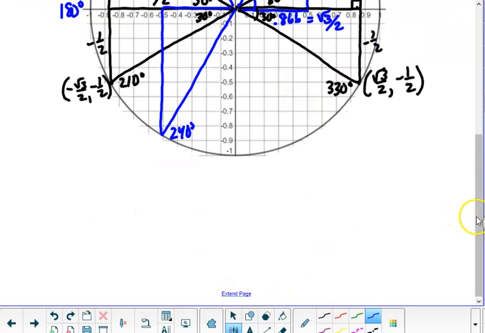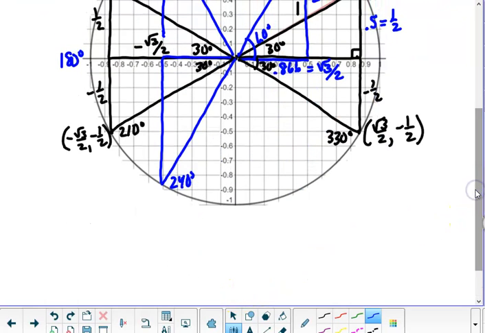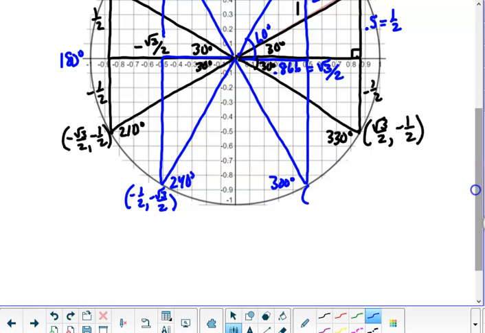And then my two coordinates are going to be the same thing, only both negative now. So negative 1/2, negative square root of 3 over 2. Quadrant 4, go to positive 1/2, and the y value would be negative square root of 3 over 2. This would be the angle 300, and it has the coordinates positive 1/2, negative square root of 3 over 2.